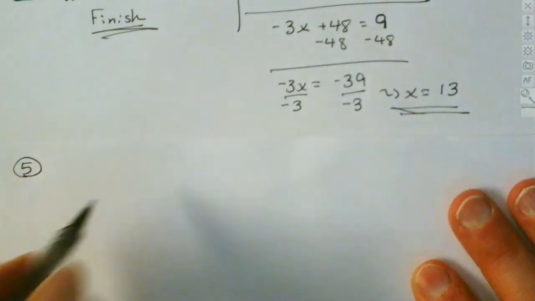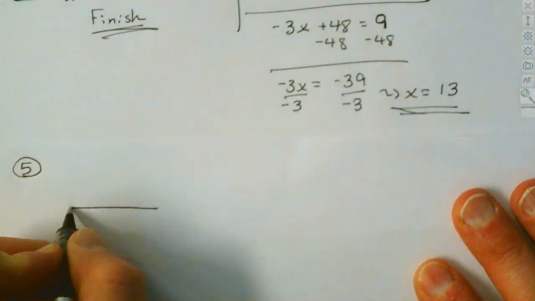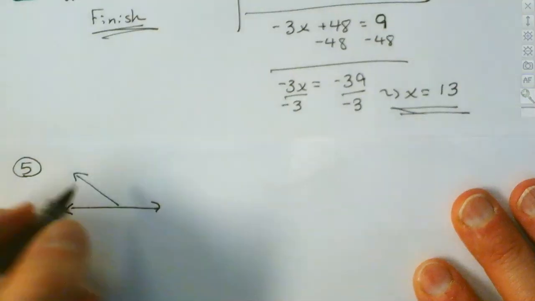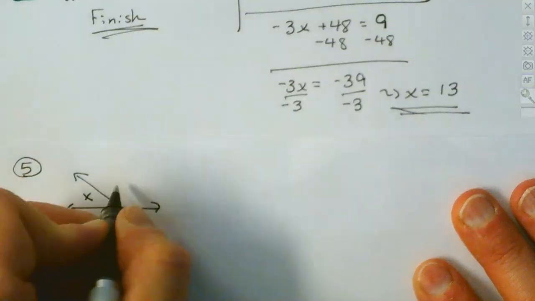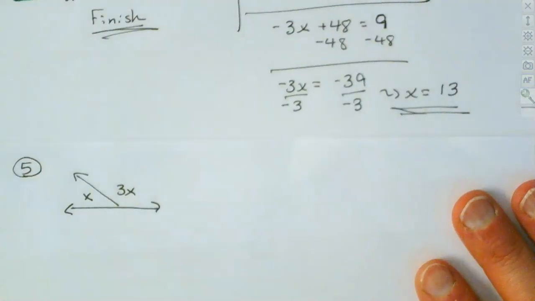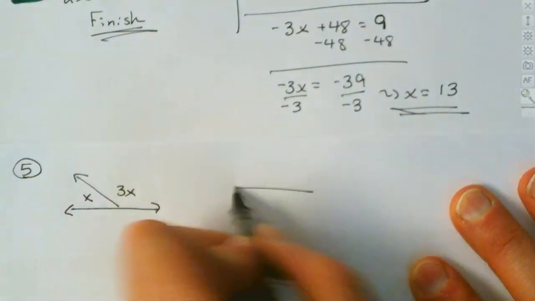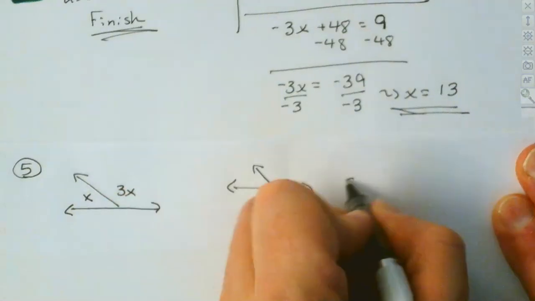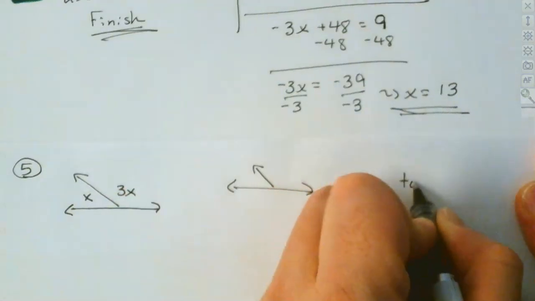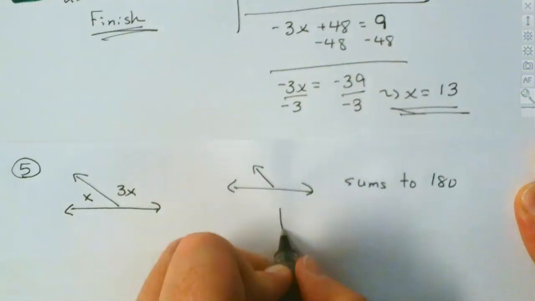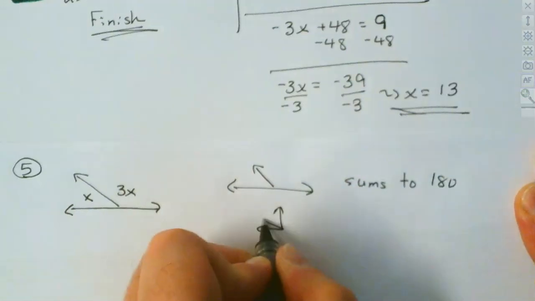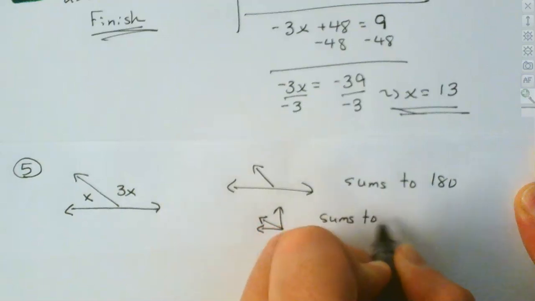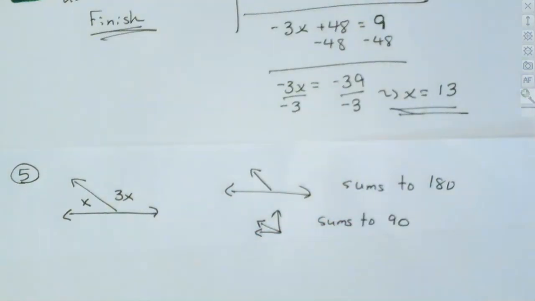Okay. What do we know about question 5? Remember our rules here. These are going to add up to give you 180. Because remember, if it looks like this, that sums to 180. If it looks like this, that sums to 90 degrees. So ours looks like this.